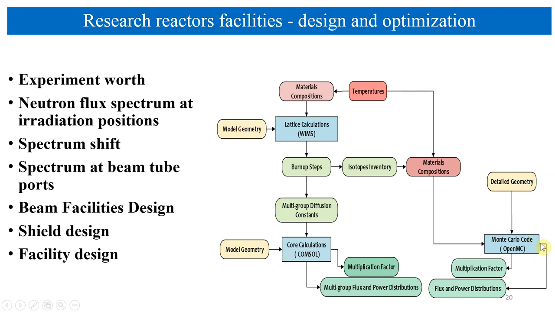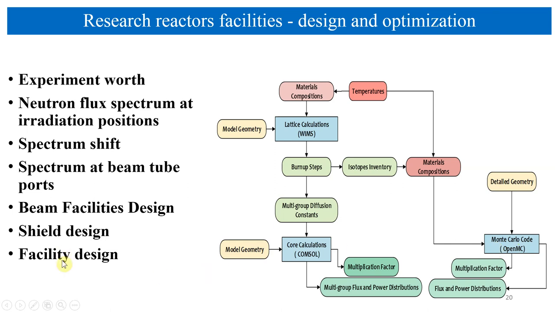So here the Monte Carlo technique is better for calculating the neutron flux or the spectrum outside the beam port, and also for the design of the facilities themselves outside the core. Shielding design I can also use it for. It is used to select the best thickness for my shield to reduce the dose to the acceptable limit. And this calculation could also be done using Monte Carlo techniques.